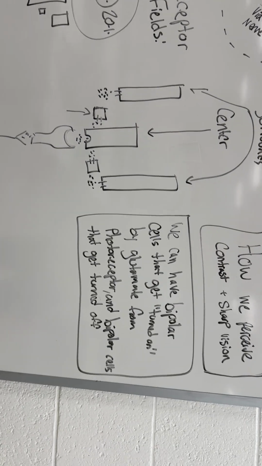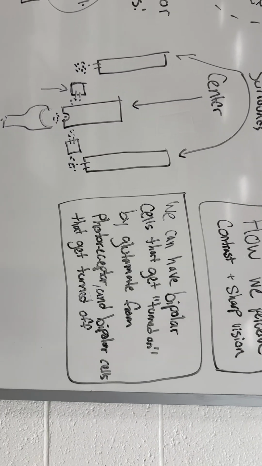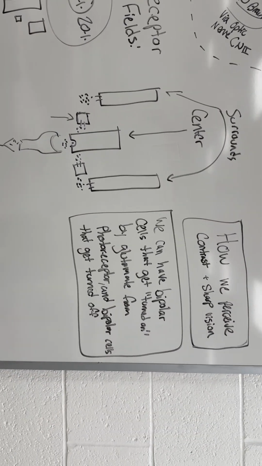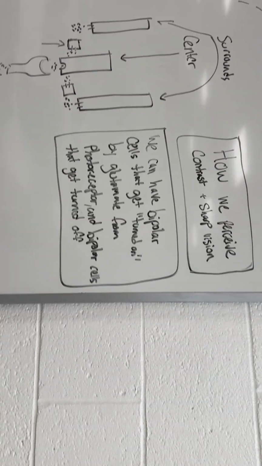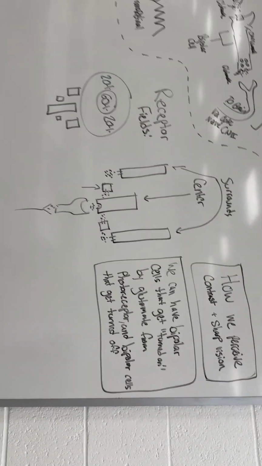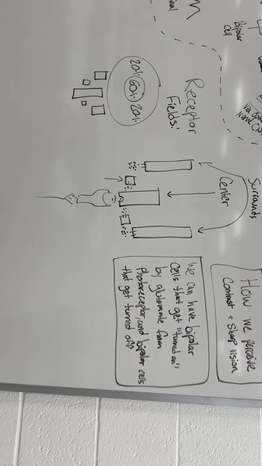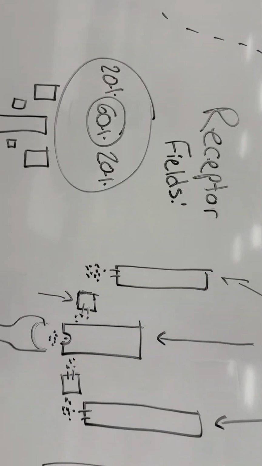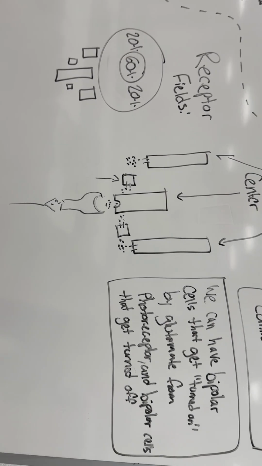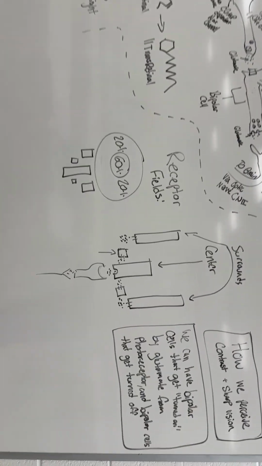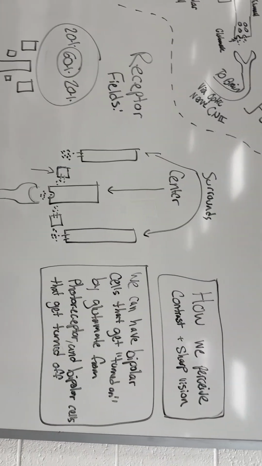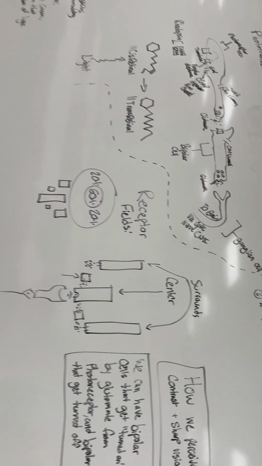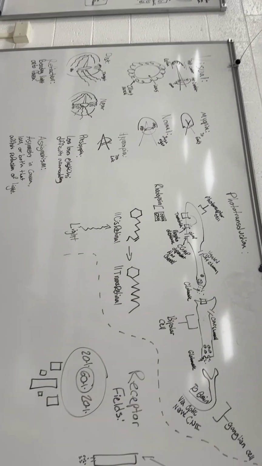And we can have bipolar cells that get turned on by glutamate from photoreceptor cells and bipolar cells that get turned off, so to speak. And so this is why we have our on center photoreceptor cells and our off-center photoreceptor cells. And due to these variations, that's going to give us even more ability to perceive contrast and sharp vision.